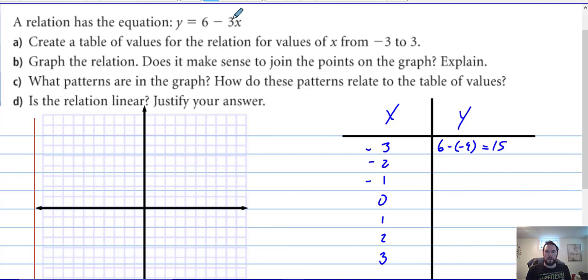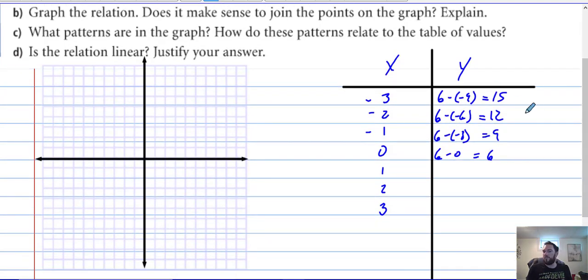Okay, next one, we get 3 times -2. So this turns into 6 minus -6, which is 6 plus 6, so 12. And then 6 minus -3, or 6 plus 3, which is 9. 3 times 0 is 0, so 6 minus 0, which is 6.